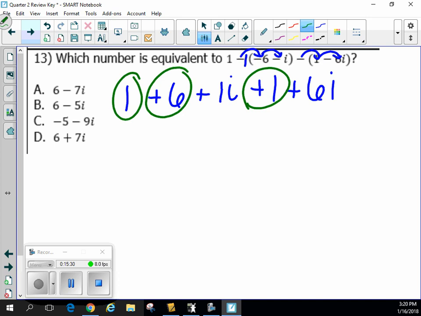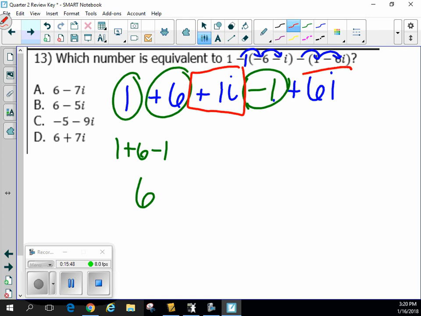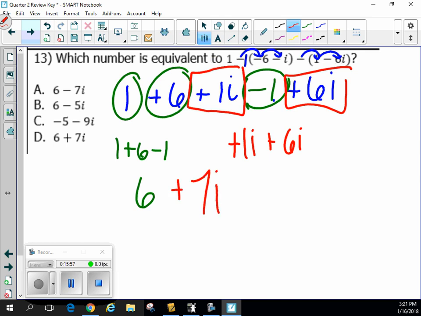Oh, I'm sorry. This is a negative 1. I made a mistake. I didn't change the sign. Negative 1. And when we add 1 plus 6 minus 1, we end up getting 6. And then we have the i, positive 1i, plus 6i. So positive 1i plus 6i is 7i. So your answer is going to be D.